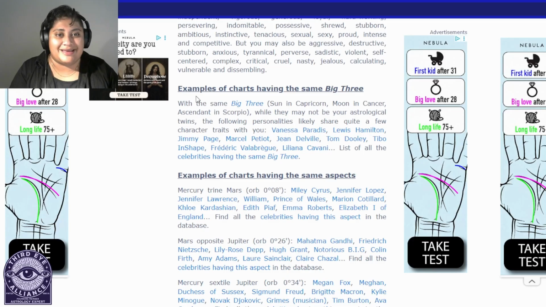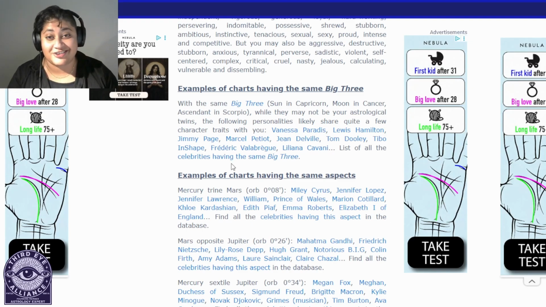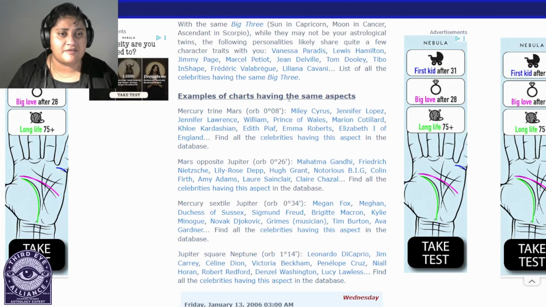Okay, let's go down. They talk more about the ascendant. What's cool? Examples of charts having the same big three. Literally the same. Sun in Capricorn, Moon in Cancer, Sun in Scorpio. Right? Look, all these people, and you might not know them, but it's really good for research. Okay, isn't that crazy? I love that. Examples of charts having the same aspects. That's when we start to get deeper. This is great.